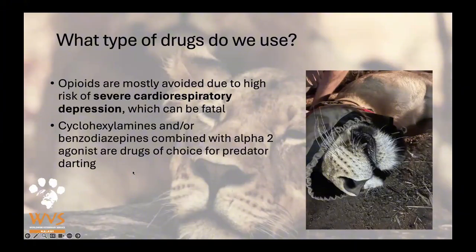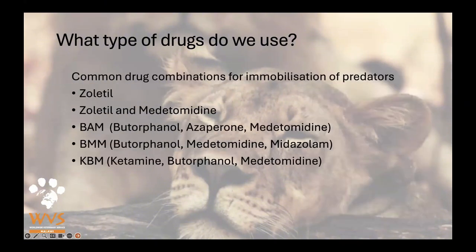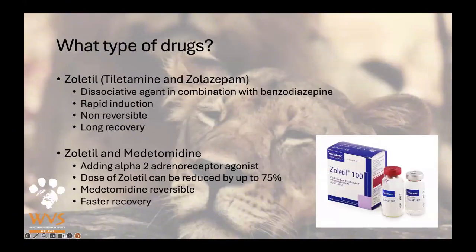Usually most of these drug combinations are a combination of cyclohexylamines, benzodiazepine combined with alpha-2 adrenal receptor agonists. That's usually the drug of choice for predator darting. And I'm now mentioning a few of the drugs that we are using, especially for the lions. So the common drugs are Zoletil, then Zoletil combined with medetomidine, and then a few other combinations, BAM, BMM, and KBM. I will mention them just now.